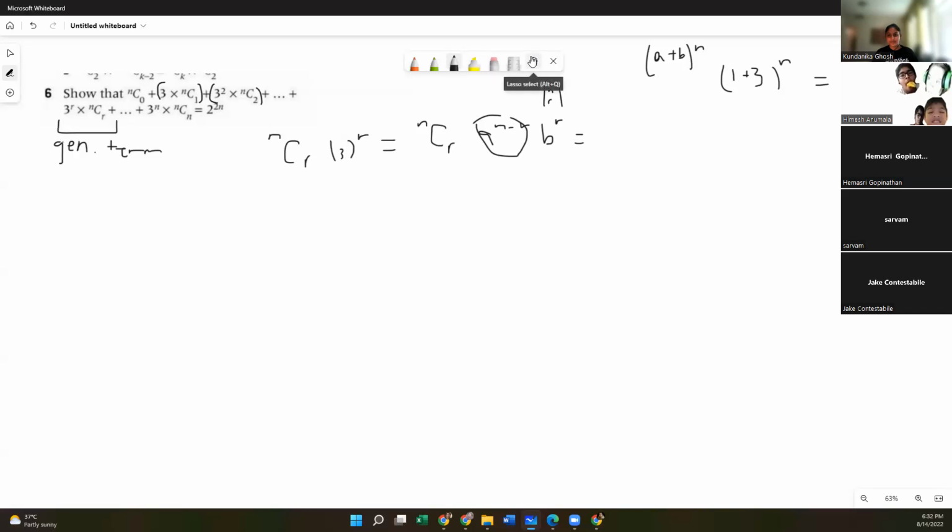Wait, so you're saying 3 equals b, going back to the binomial expansion? Yes. And then the a to the power of n minus r is 1. Yes, because 1 to the power of anything is just going to equal 1, which is why they didn't write anything in your general term. Oh, okay. Another way you could think of it is: what to the power of n minus r is going to equal 1? It's always going to be 1.